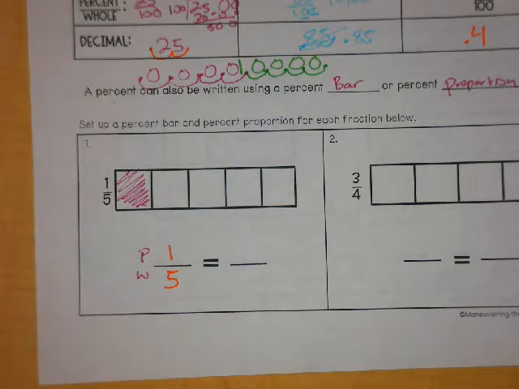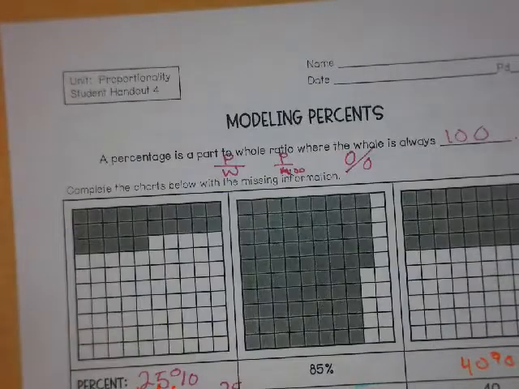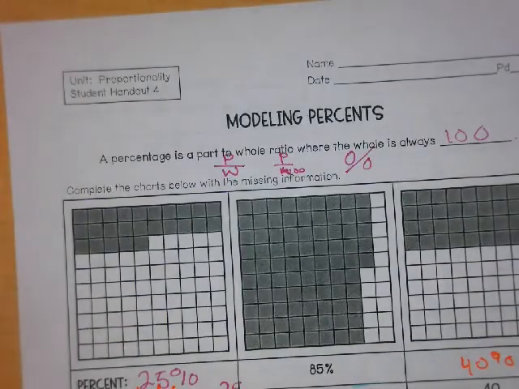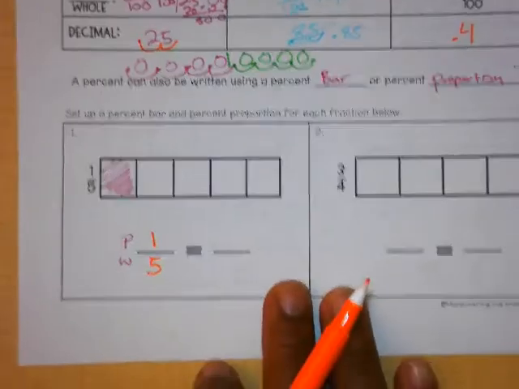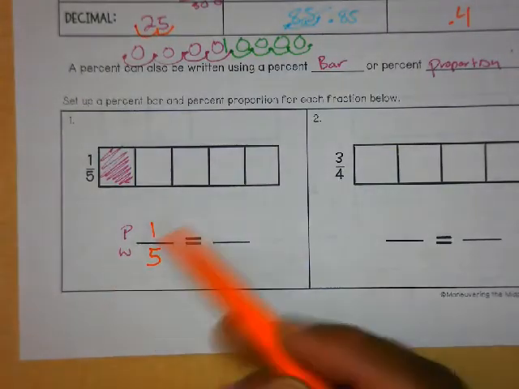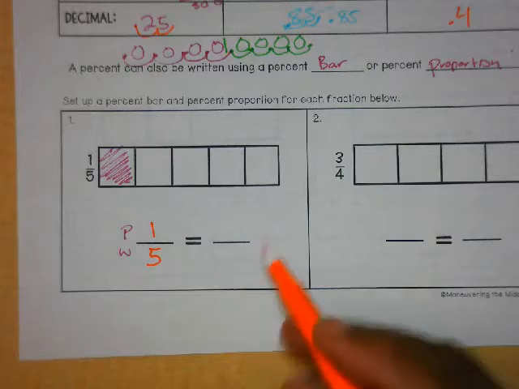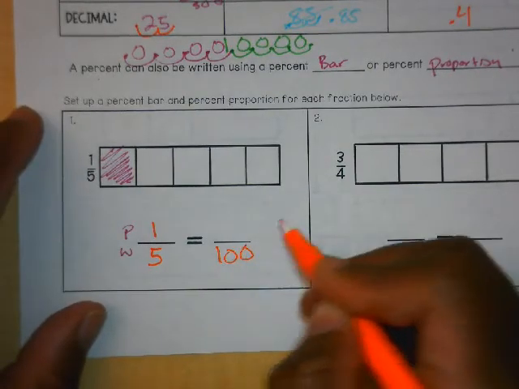Now, if I want to make it a percentage, I already know the whole for every percentage. What is it? What do we say at the top? The whole for percentage is always 100. A percentage is a part to whole ratio where the whole is always 100. So if I come down here, if it's a part to whole relationship, the whole is always 100 because it's a percentage.